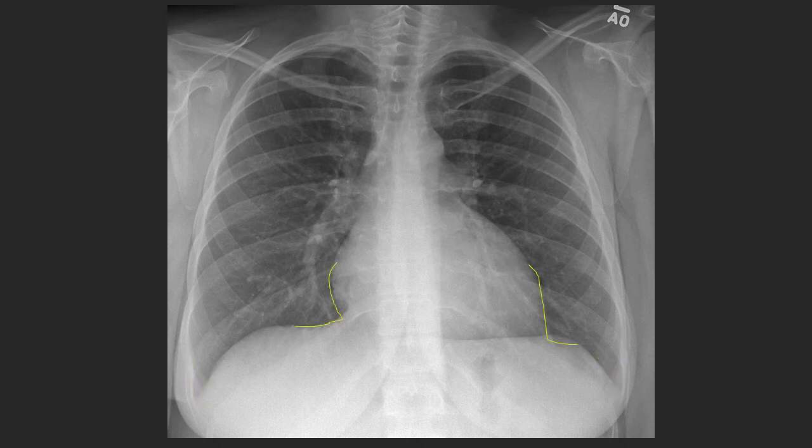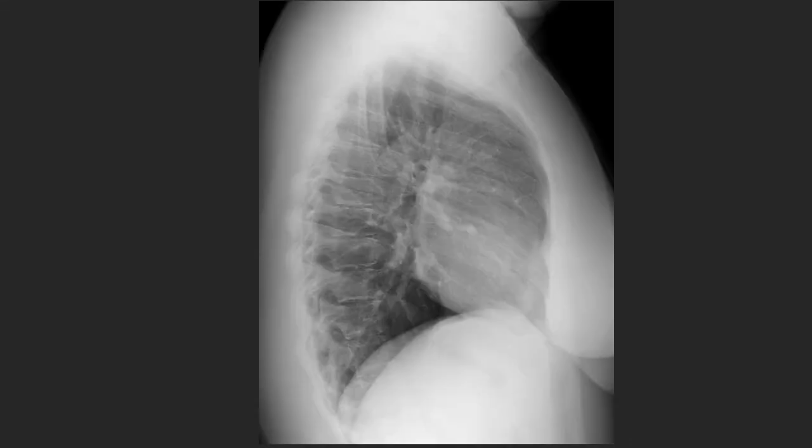More medially, we have the cardiophrenic angles. So cardio, heart; phrenic, diaphragm; so cardiophrenic angles. On the lateral view, again, we can see both the right and left hemidiaphragms. The question always becomes, which one is which?